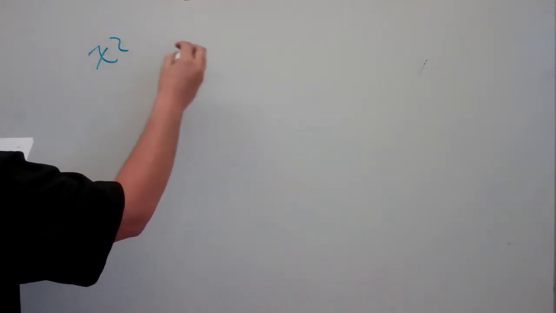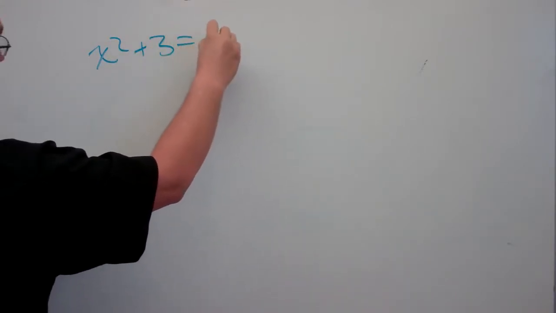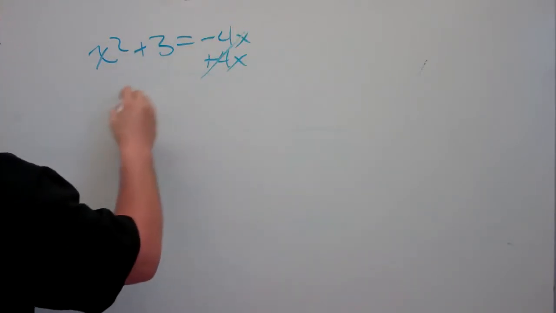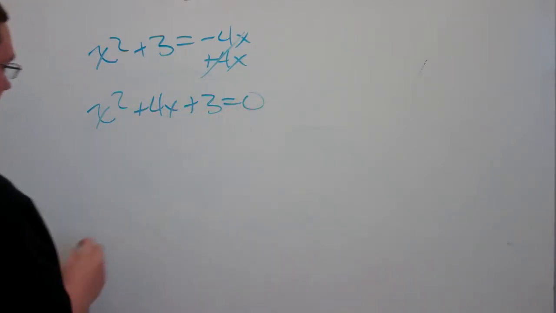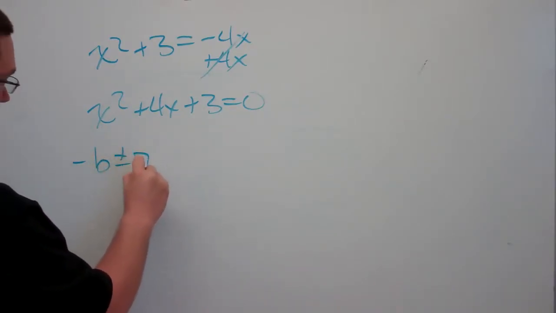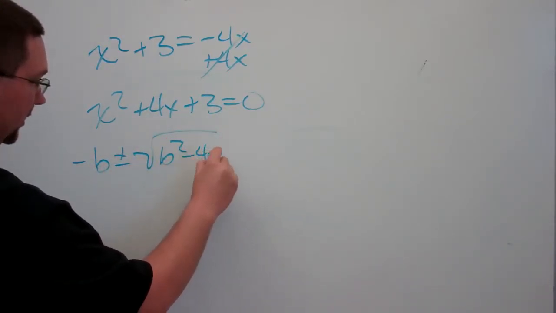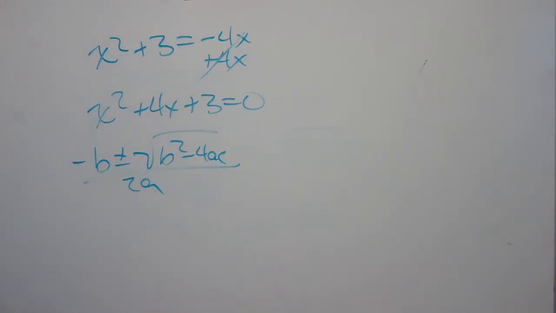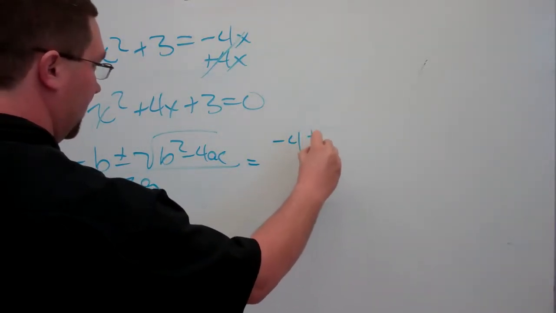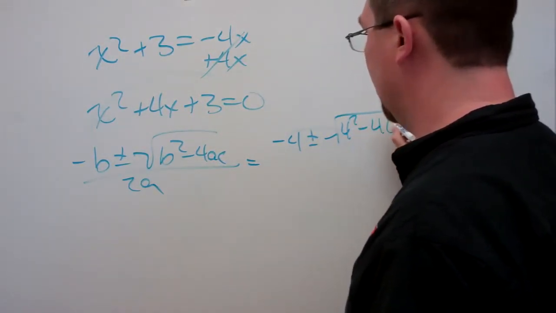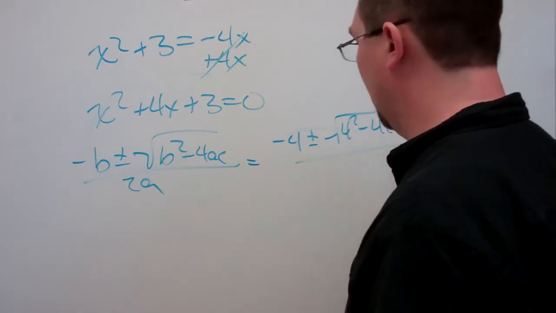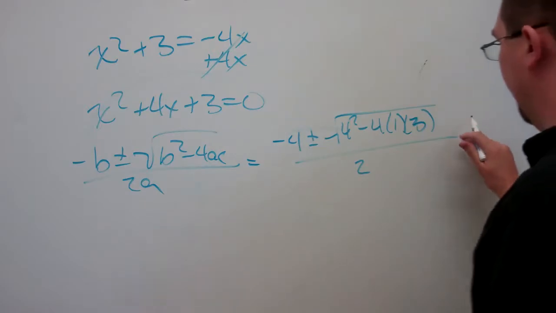Alright, 26. Use the quadratic formula to solve the equation. So first thing I'm going to do, x squared plus 3 equals negative 4x. Add the 4x to bring it back over here. X squared plus 4x plus 3 equals 0. So now use your quadratic formula, negative b plus or minus the square root of b squared minus 4ac all divided by 2a. So this is negative 4 plus or minus 4 squared minus 4 times 1 times 3 all divided by 2 because a is 1.